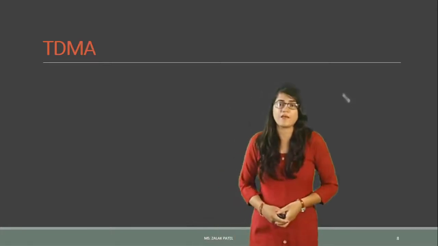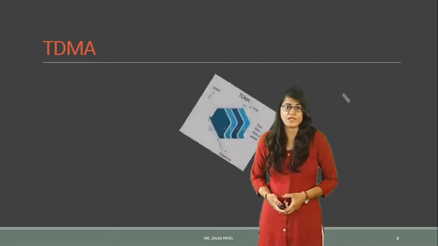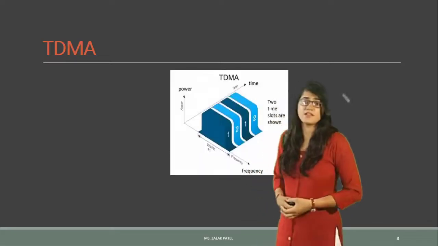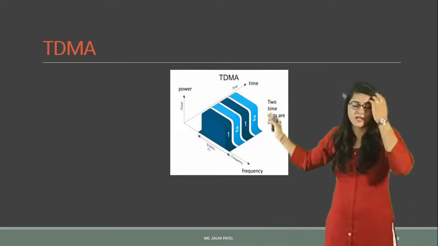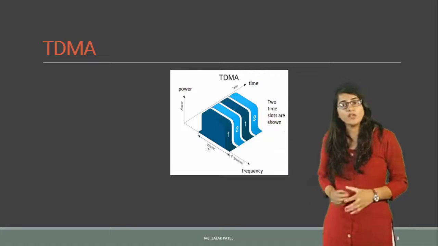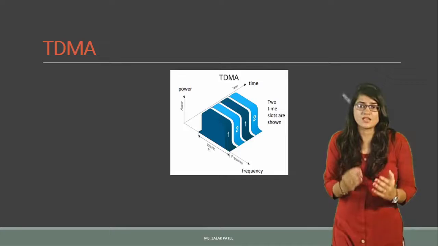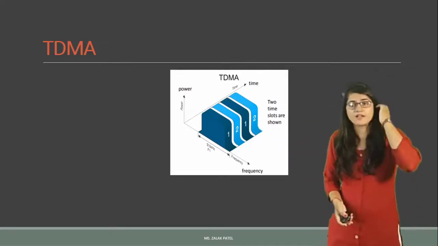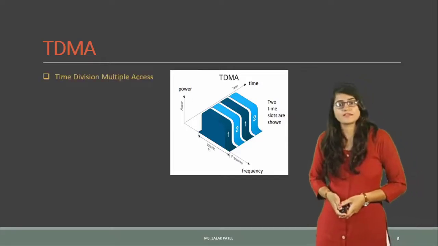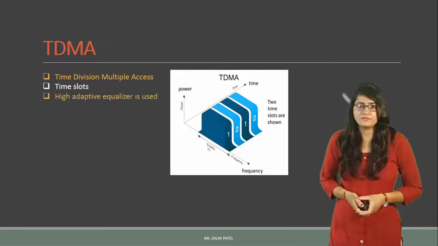Now the second multiple access technique is TDMA. TDMA means time division multiple access. Here in the figure you can see the frequency versus time graph, and the division is done on the time axis, meaning the number of time slots are divided, like TS0, TS1, up to TS8. So here the number of time slots is used instead of frequency bands.